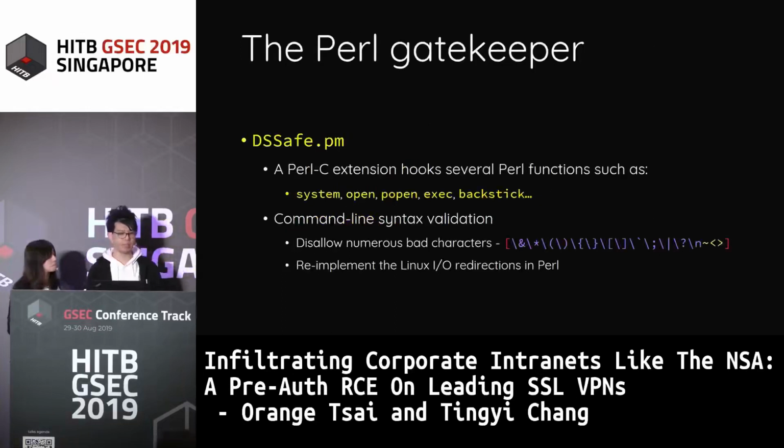The DSSF is a Perl module which is written in C++. The module implements its own command parser and hooks several dangerous functions, such as system, open, and backtick. It also disallows numerous bad characters and re-implements the Linux IO redirection in Perl. So due to the hardening, we cannot perform any command injection.